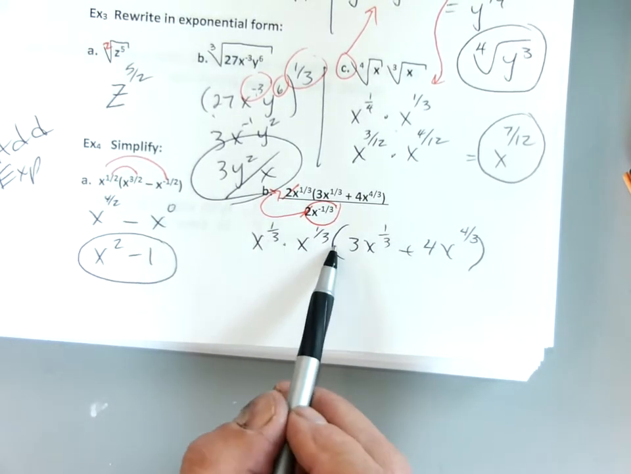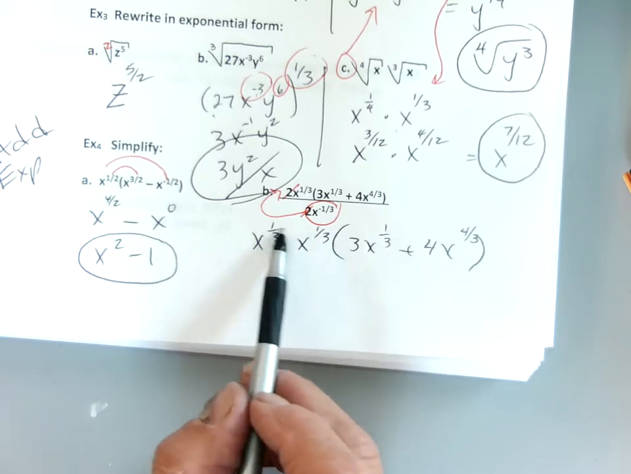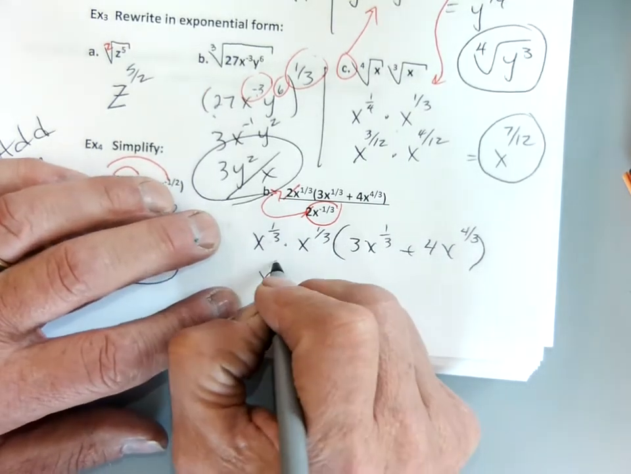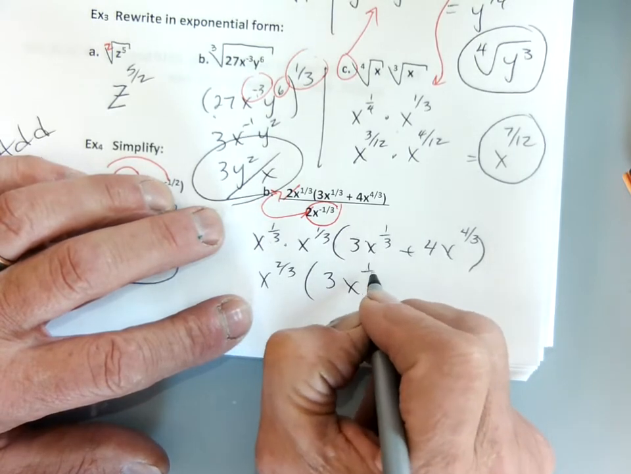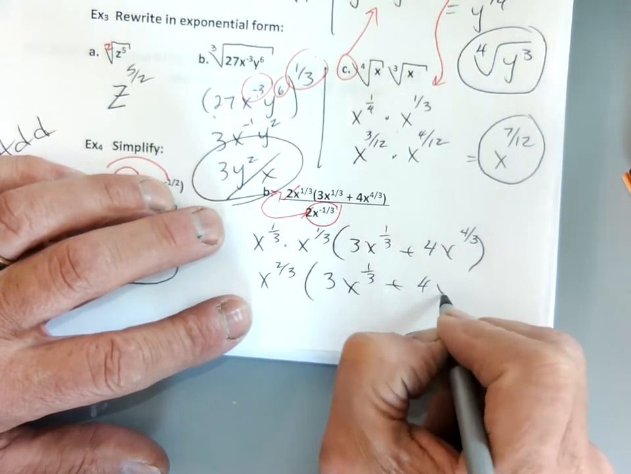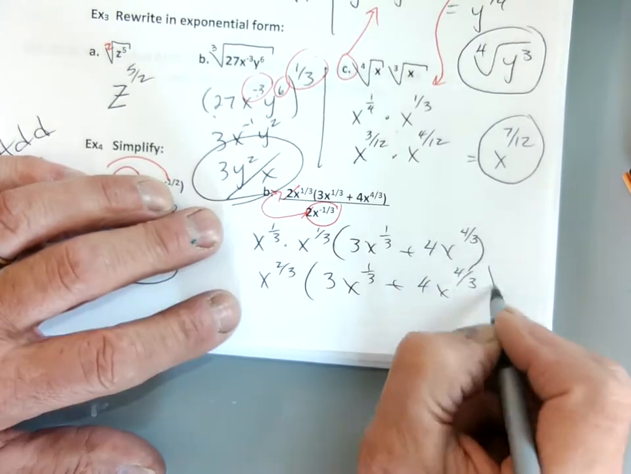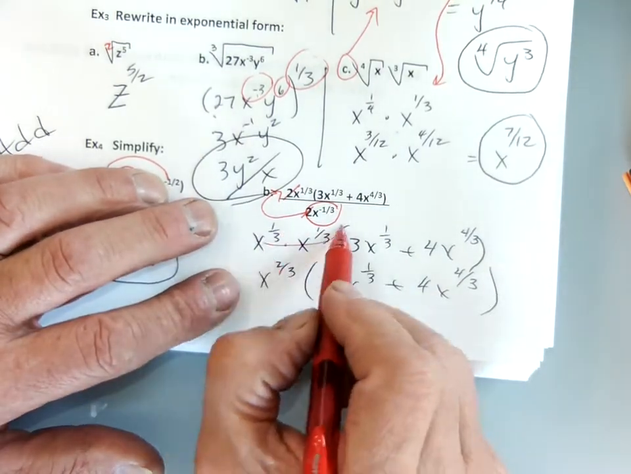Okay, now 1/3 plus 1/3 is 2/3, right? I'm going to add exponents. I'm going to get an x to the 2/3 times 3x to the 1/3 plus 4x to the 4/3. All I did is I just added my exponents. Okay, that's all I did.